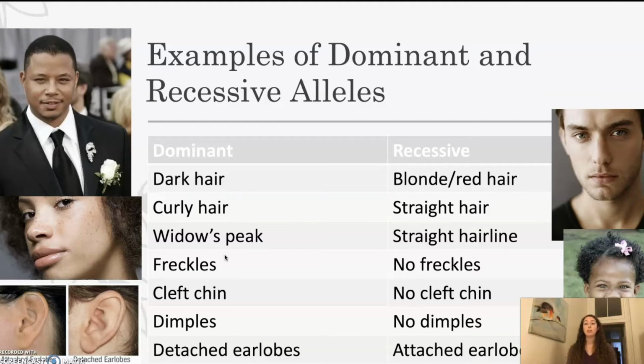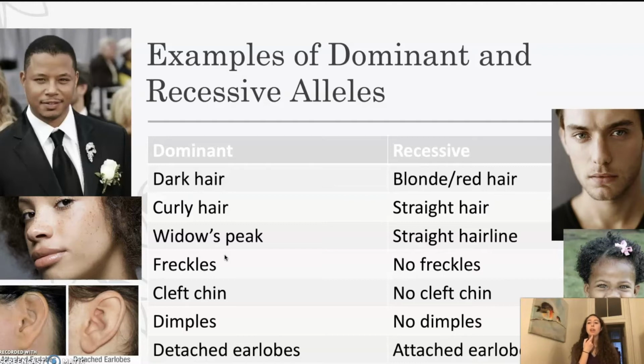Versus the recessive allele, which is a straight hairline, where it goes straight across. So widow's peak, again, that little pointy guy up at the top of your hairline, is dominant over the straight hairline. Freckles are dominant to no freckles. So again, if you have freckles, you have at least one copy of that dominant allele.